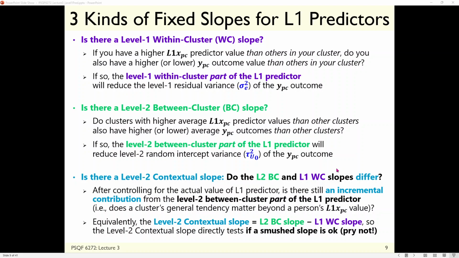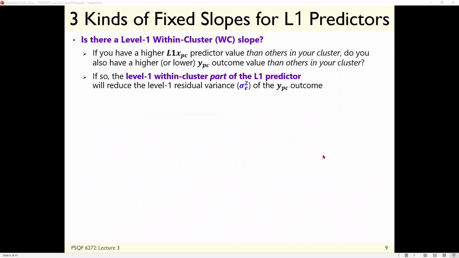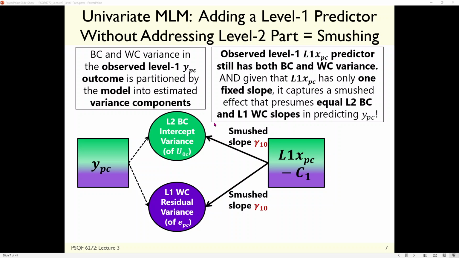And if a smushed slope is okay, meaning, if I go back to my picture, this line and this line are pretty much the same slope, like making them the same is not going to do any harm, then testing the difference between these slopes should result in a 0, or a non-significant difference. But let's say the between effect is a lot stronger than the within effect. If both of these are positive but of different magnitudes, then the contextual effect would be positive, meaning the between slope is more positive than the within slope.